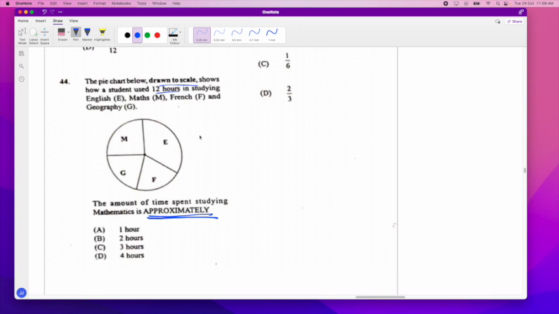So if the 360 degrees, or the full circle, represents 12 hours, let's divide it by 4. So 4 3s are 12. Each quadrant would represent 3 hours. And therefore, since this looks like it's 90 degrees, about a quarter, it would represent one of those 3 hours.